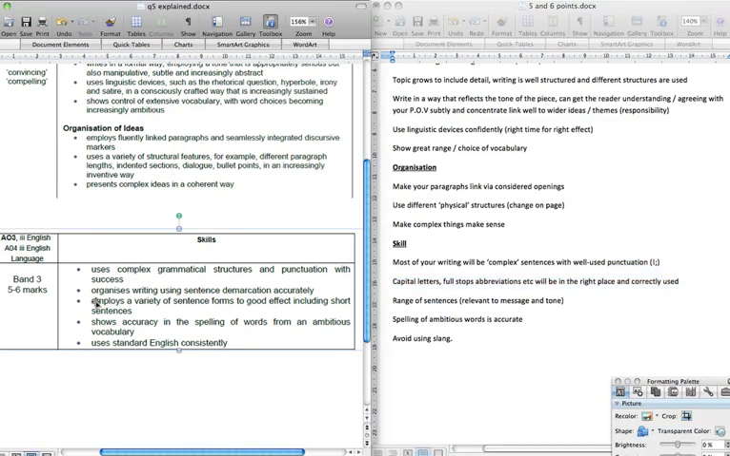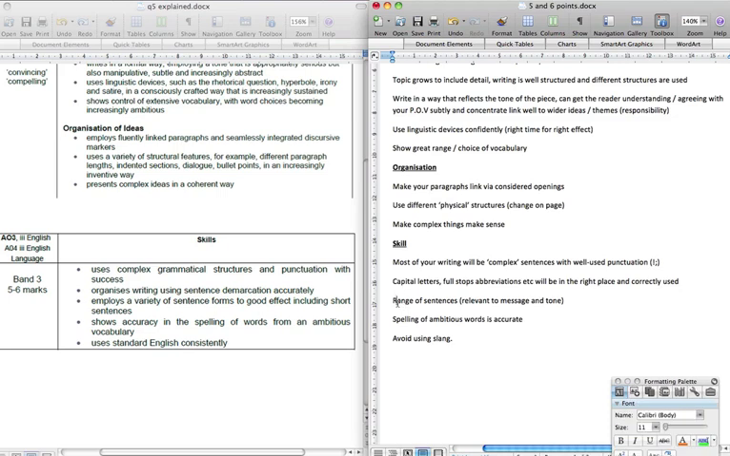Massively so. So 3: employs a variety of sentence forms to good effect, including short sentences. So you put a range of sentences relevant to the message and tone of that piece. Don't just throw short sentences in for the hell of it, which is another error that person I've just described to you managed to do. Shows accuracy in the spelling of words from an ambitious vocabulary. So the spelling of ambitious words is accurate, and you have to get the spelling right, generally, well, 90%, and also you have to have used ambitious words in the first place and use standard English consistently. The person in question avoids using slang.